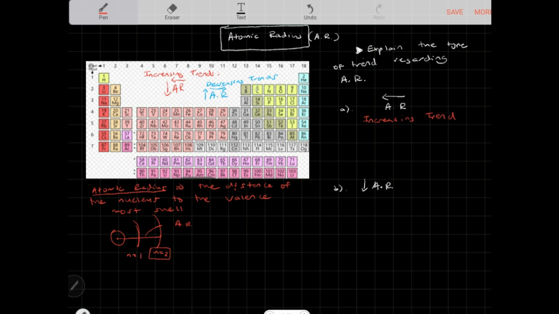So boron is bigger than carbon, carbon is bigger than nitrogen, etc., right? So the size of the atoms will get bigger, and the reason for this is because as you go to the left of a period, the nuclear charge decreases. You can tell the nuclear charge decreases because if I go from fluorine to oxygen, fluorine has 9 protons, oxygen has 8 protons, right? So as you go to the left, the number of protons decreases.